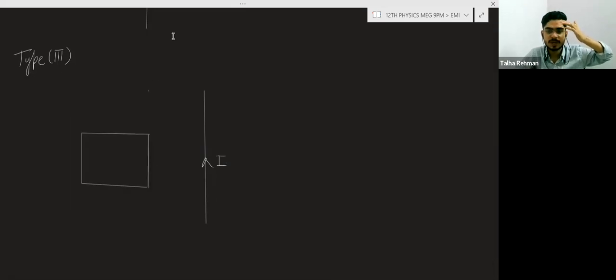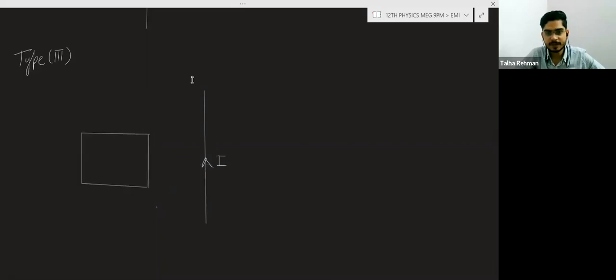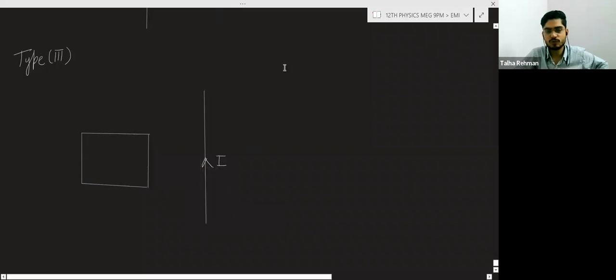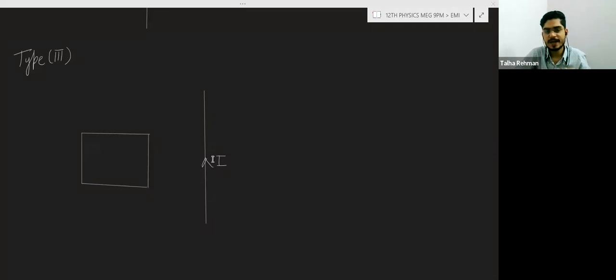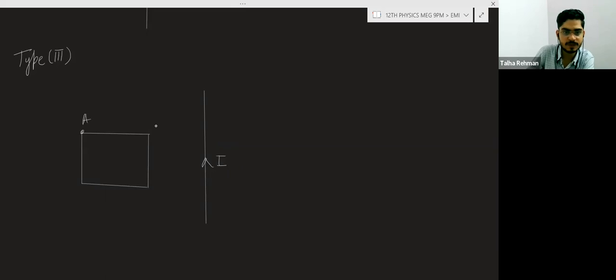Okay, I have taken one coil and here I have taken one wire. This is the straight wire carrying current, and this current is increasing. So you have to tell the direction of the induced current in this coil. This is A, B, C, D. So this current is increasing now. So what will happen? I am giving you the overview.